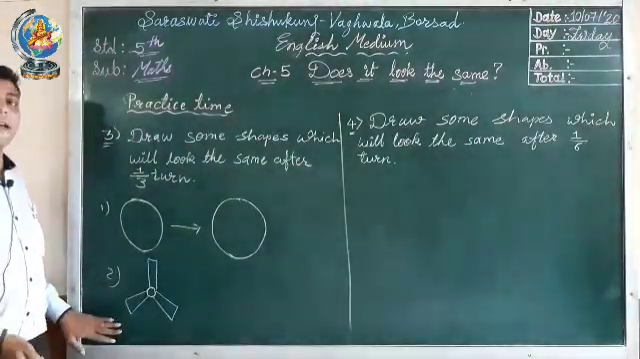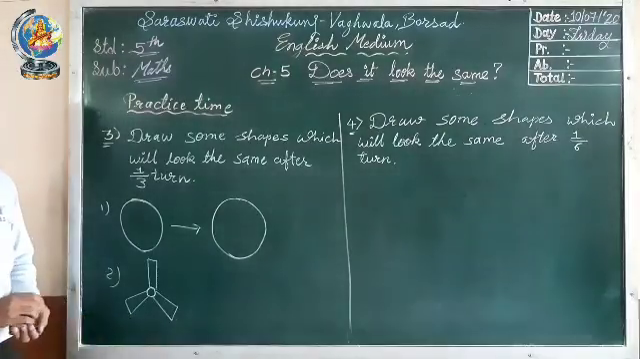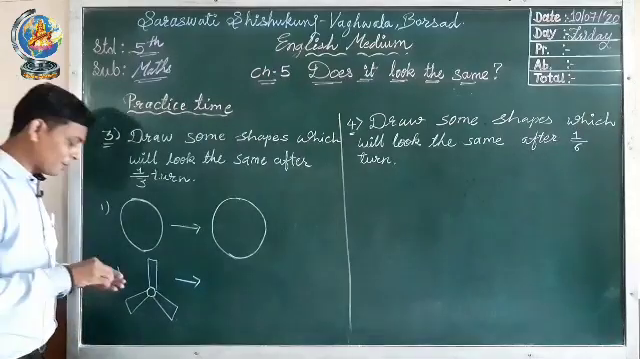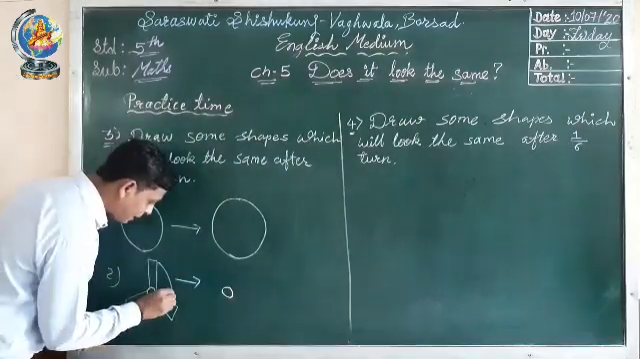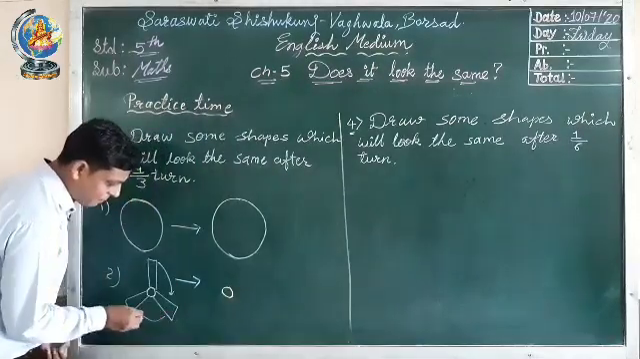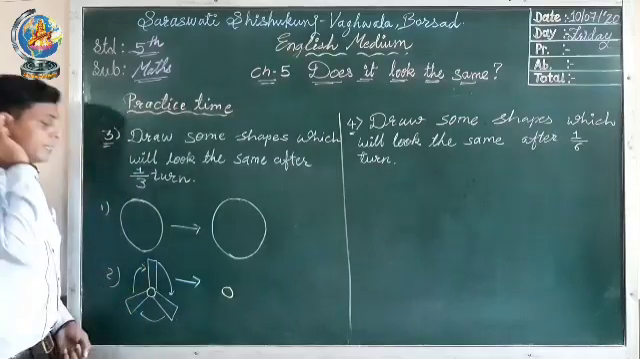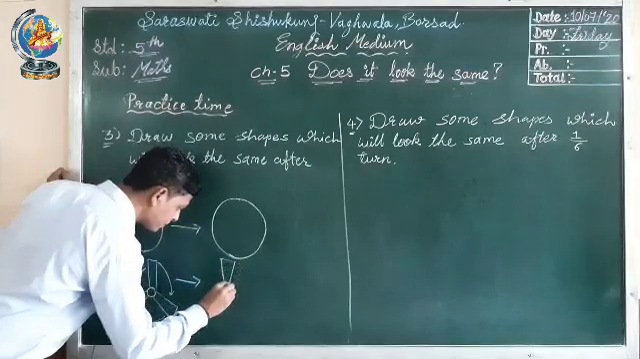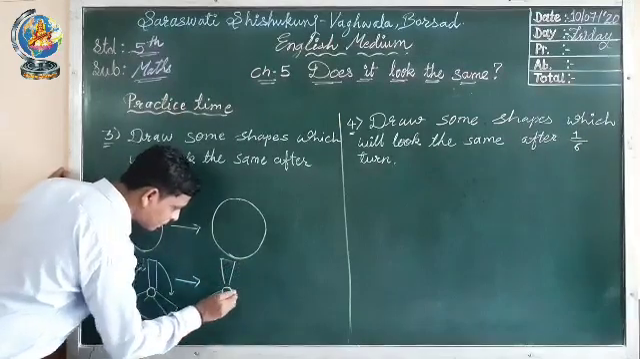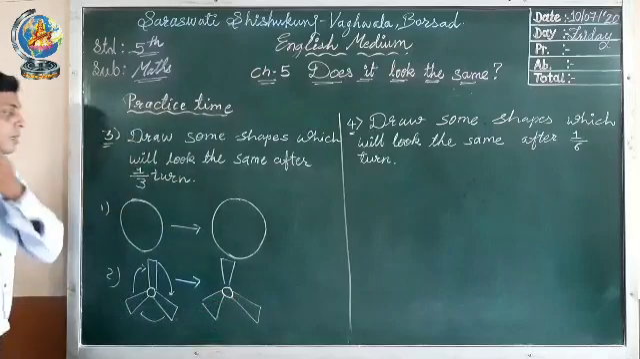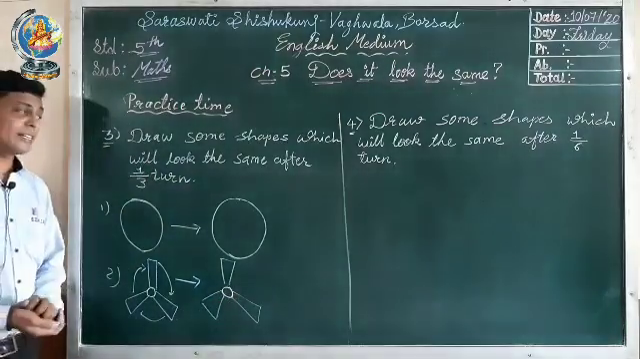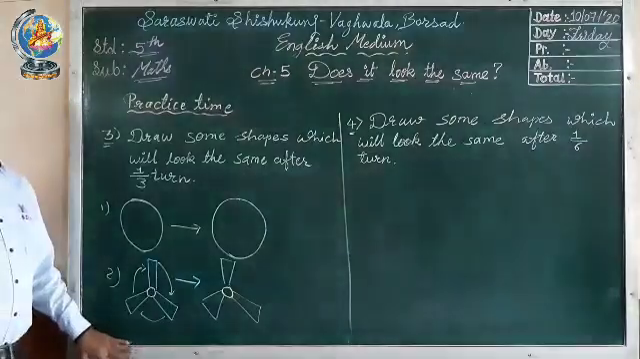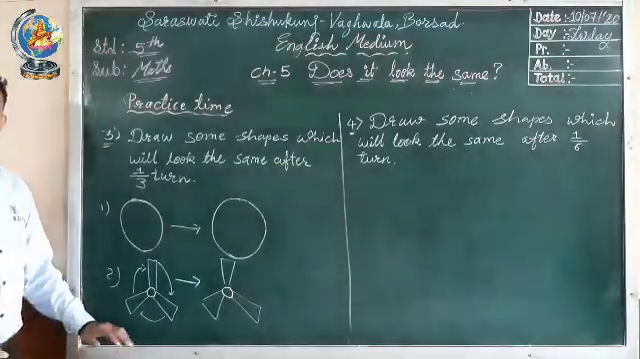Next, if we draw a fan and if we rotate the figure into 1/3 turn, then also it will look the same. This blade will come here, this blade will come here, and this blade will come here, means it will remain the same. You can also find many pictures like this, and you can also rotate them into 1/3 turn and you will get the same shapes or figures.